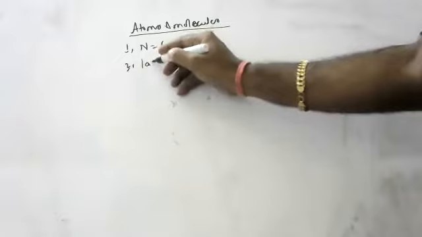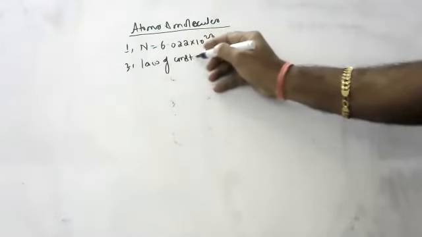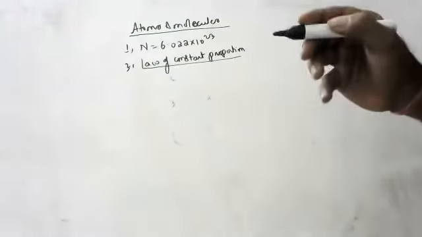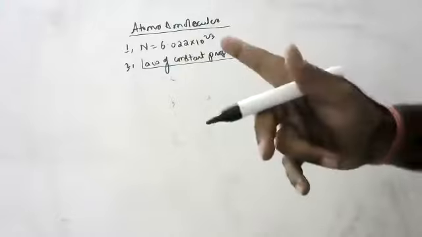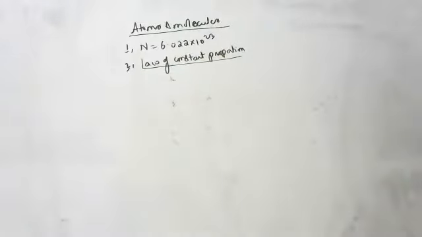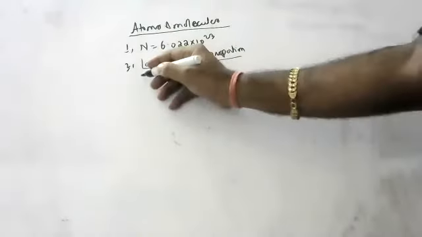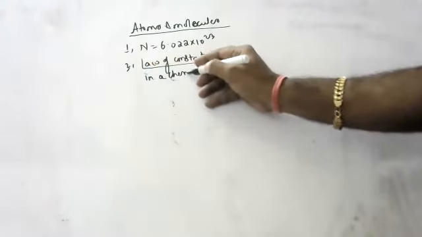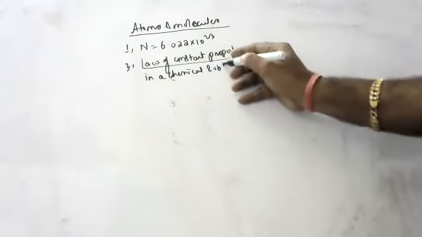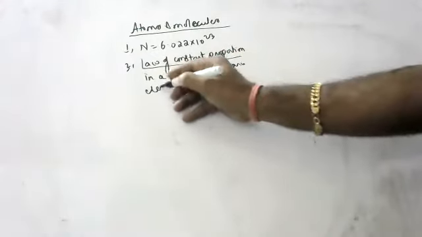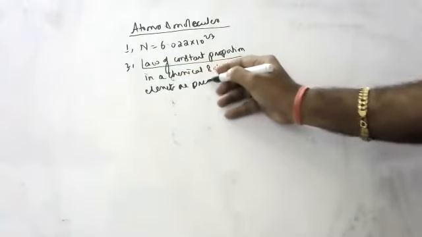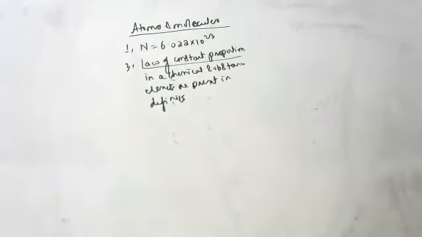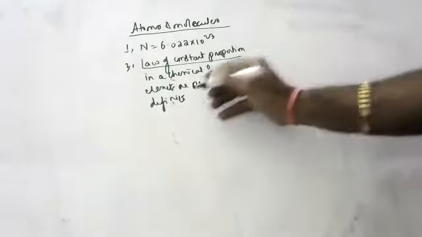What is the law of constant proportion? Children, it states that in a pure chemical substance, the elements are always present in definite proportions by mass. In pure chemical substances, elements are present in definite proportion.